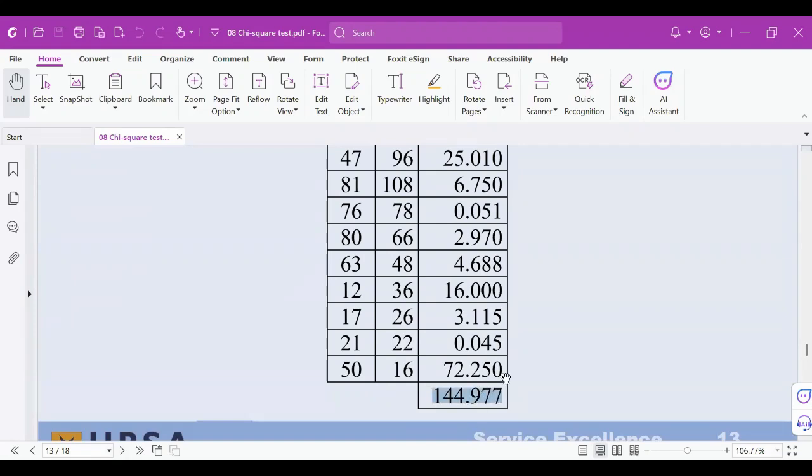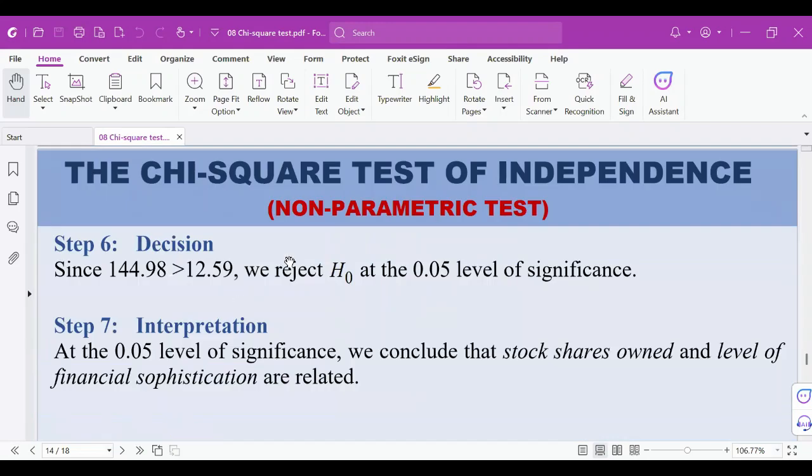The total is 144.977. And because the computed value here is bigger than the critical value, we reject H0. And rejecting H0 means that you use H1 for your conclusion. That's it.